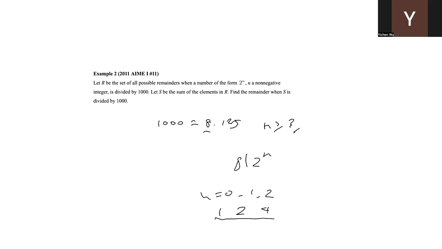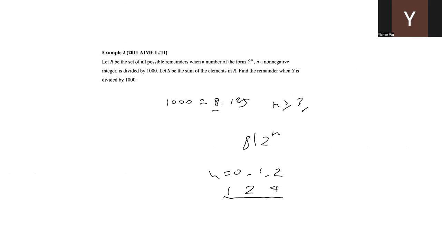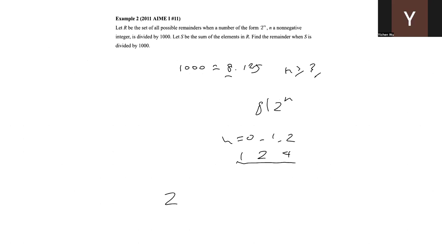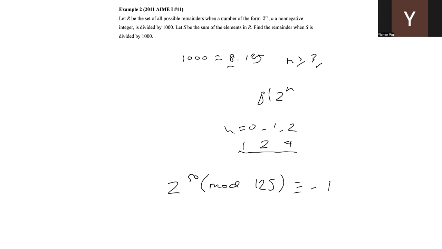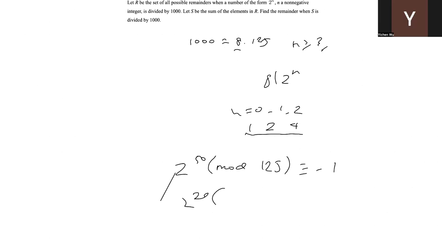So now we just consider them mod 125. To do this, we can first figure out that 2 to the negative 50th power mod 125. No, wait, what am I doing? 2 to the 50th power, sorry, not negative 50th power. This mod 125 is equal to negative 1. So we can similarly show something for 2 to the 20th power. What? Please don't draw stuff.